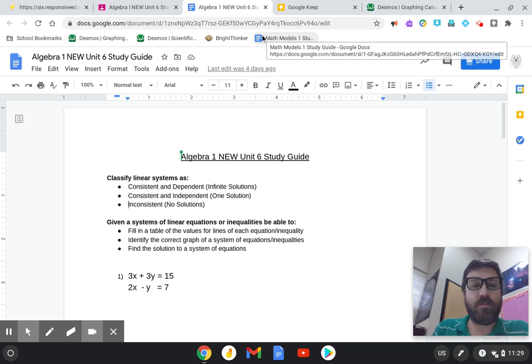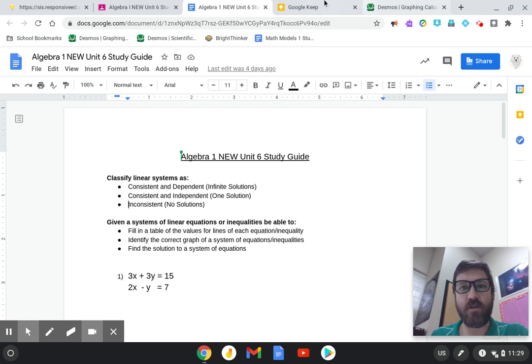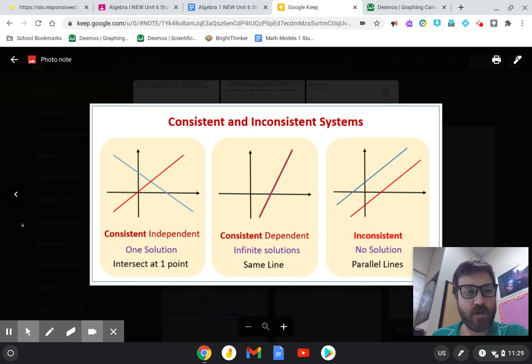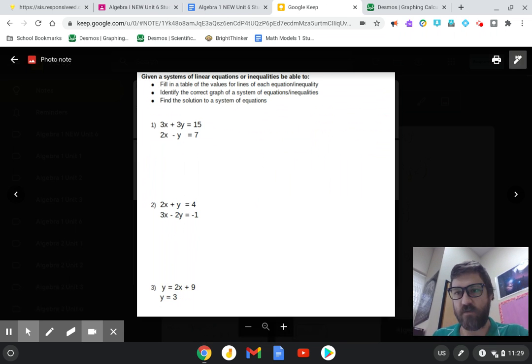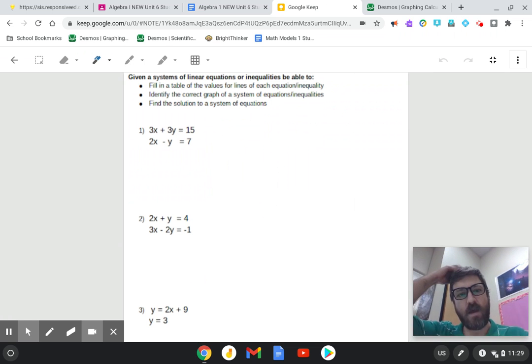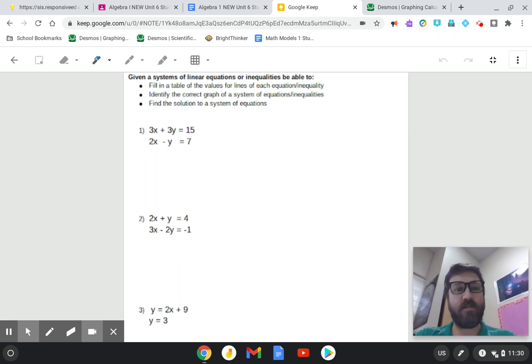The next thing is you basically need to be able to identify and find the solutions to systems of linear equations. So let me jump over here and we will work on these right here. What you need to be able to do is find the solution to a system of linear equations. Now, in order to find the graph of these, they need to be converted into y equals mx plus b form.